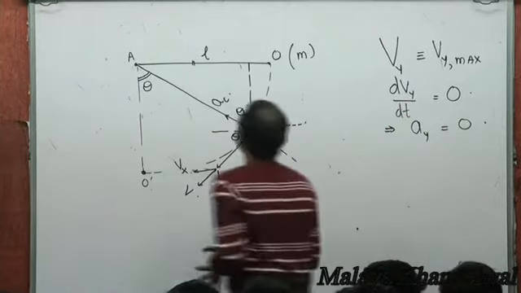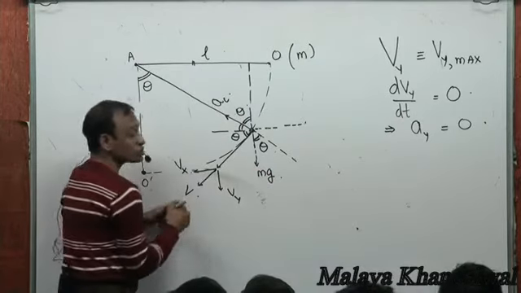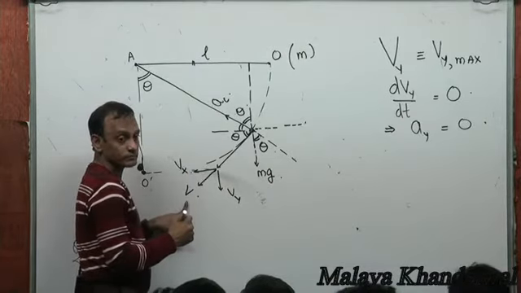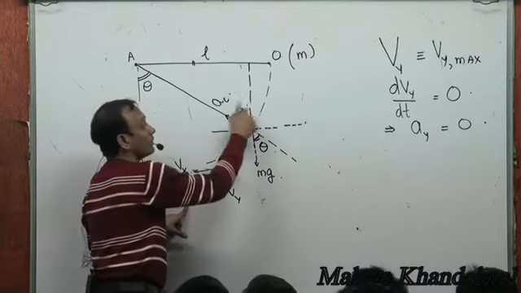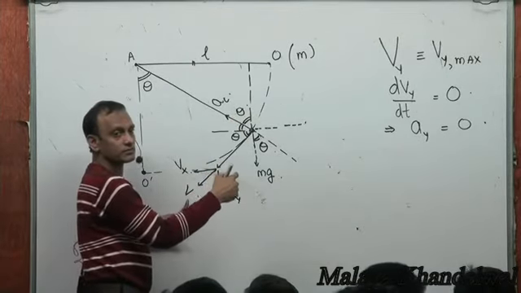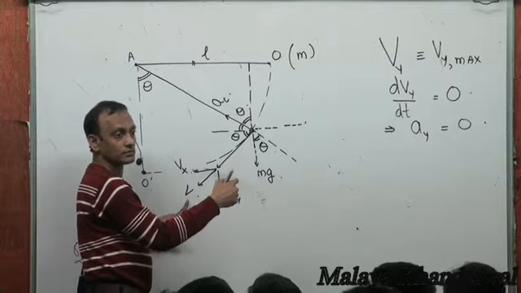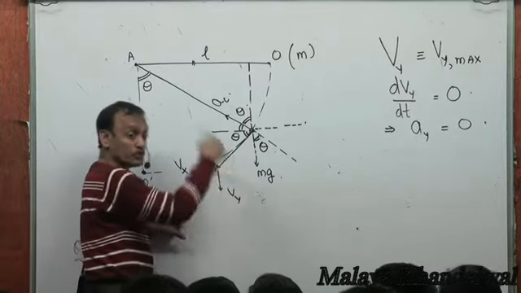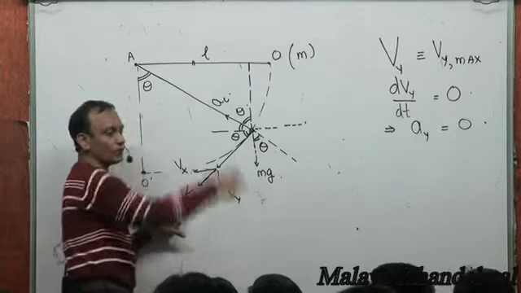How do I find ac in this state? I need to know the velocity in this state, right? How do I find ac in this state? V squared by L, yes or no?